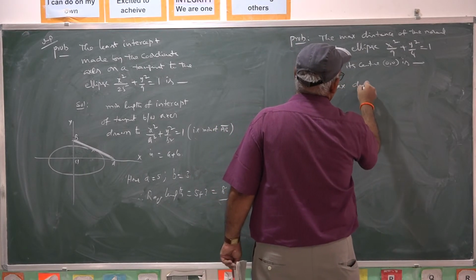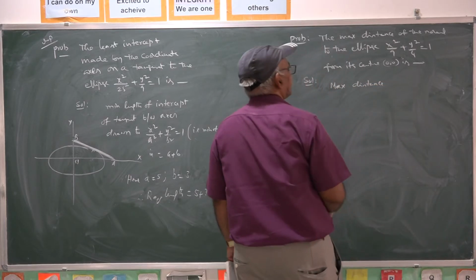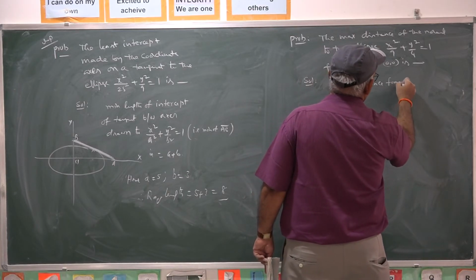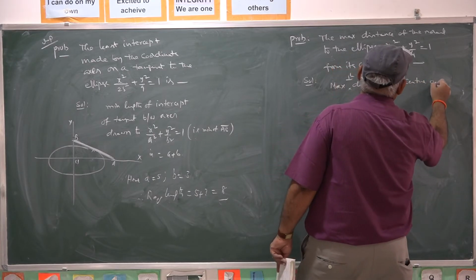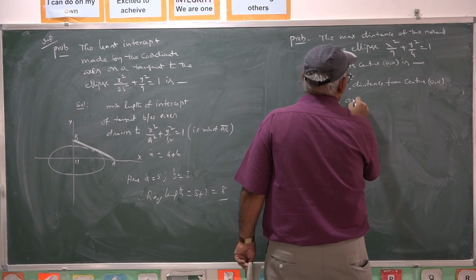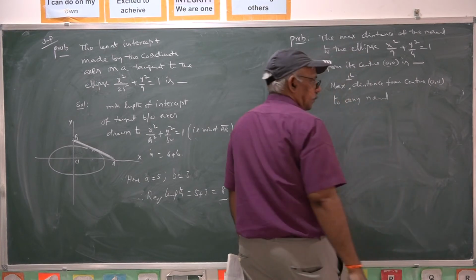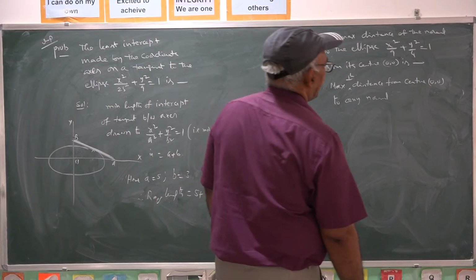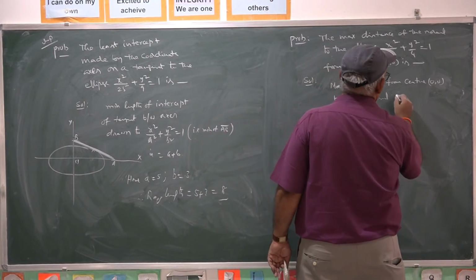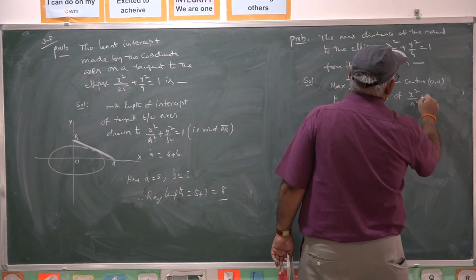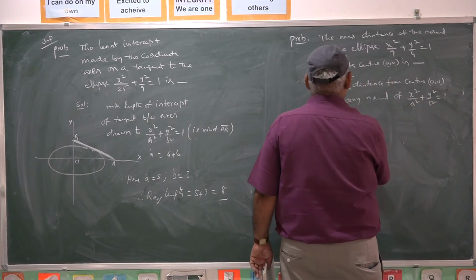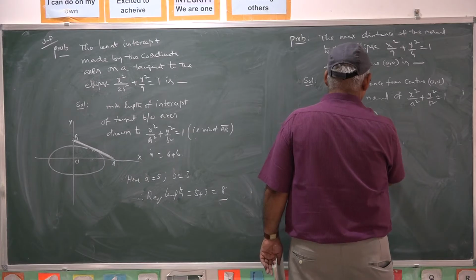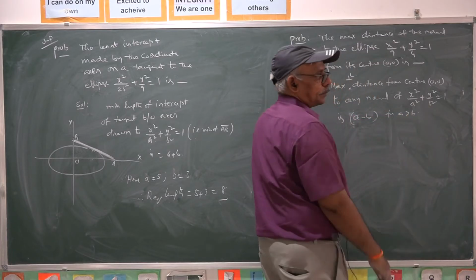Maximum distance, of course here perpendicular distance. The maximum perpendicular distance from the center 0, 0 to any normal of the ellipse x square by a square plus y square by b square equal to 1 is modulus of a minus b, provided a greater than b.